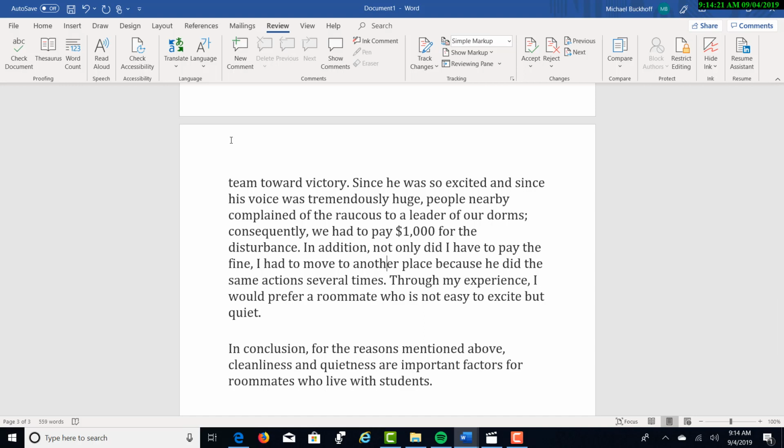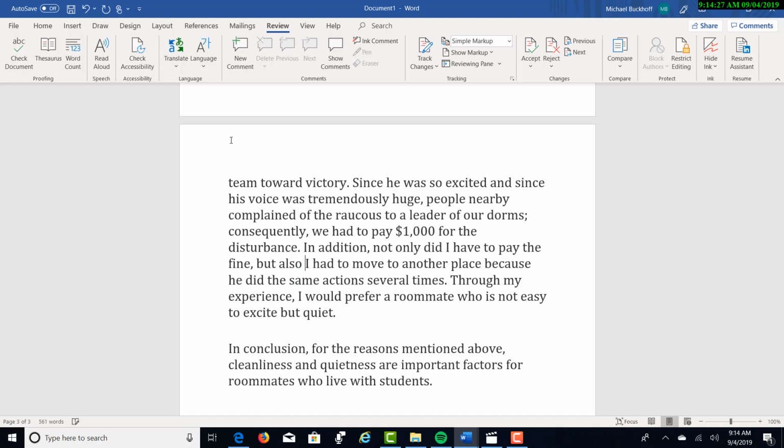No, I forgot to put this in. Not only, but also. But I also had to move to another place because he did the same action several times. Through my experience, I would prefer a roommate who is not easy to excite, but quiet.